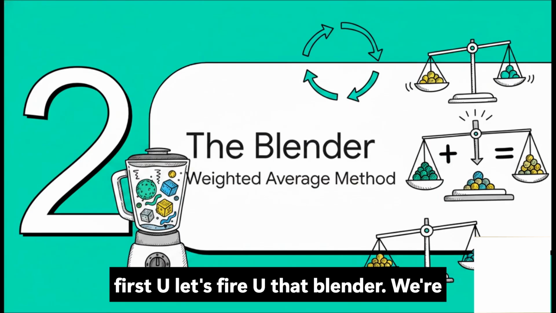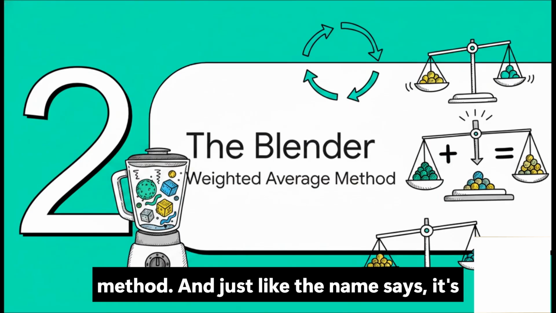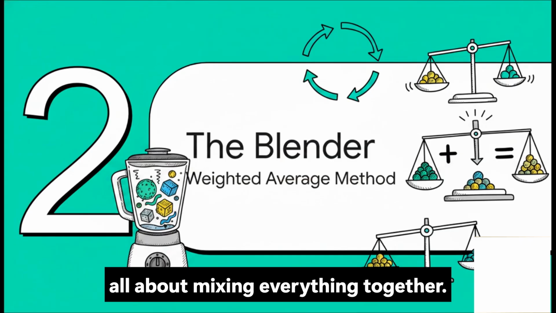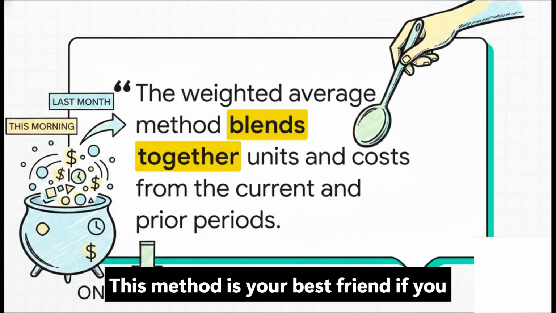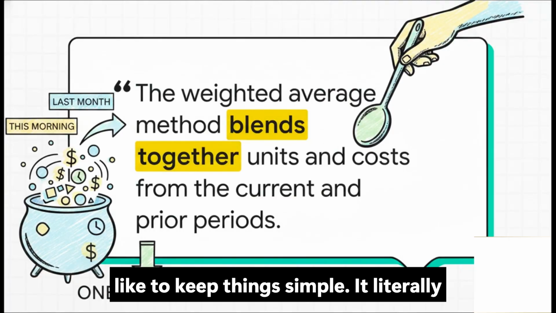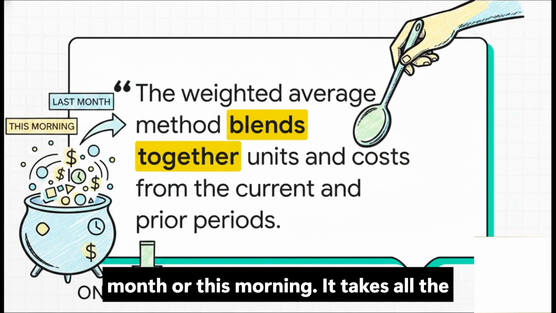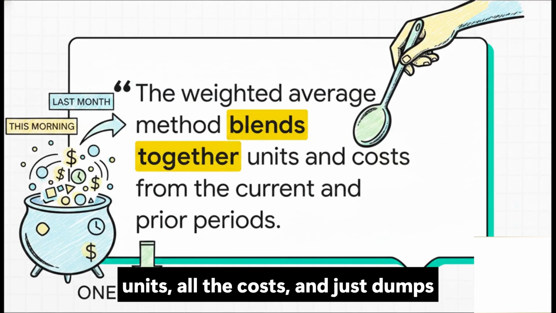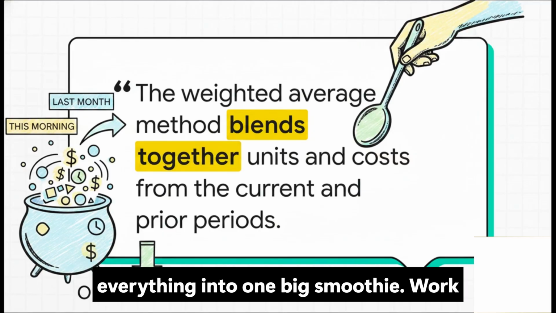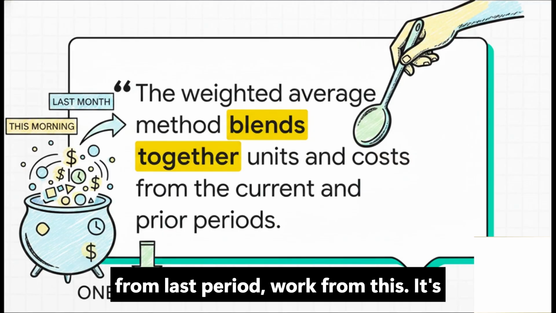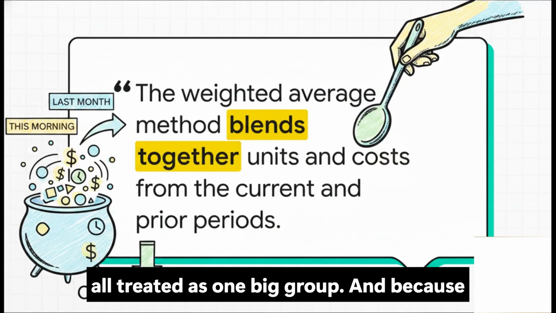So first up, let's fire up that blender. We're talking about the weighted average method. And just like the name says, it's all about mixing everything together. This method is your best friend if you like to keep things simple. It literally doesn't care if work was started last month or this morning. It takes all the units, all the costs, and just dumps everything into one big smoothie. Work from last period, work from this period. It's all treated as one big group.